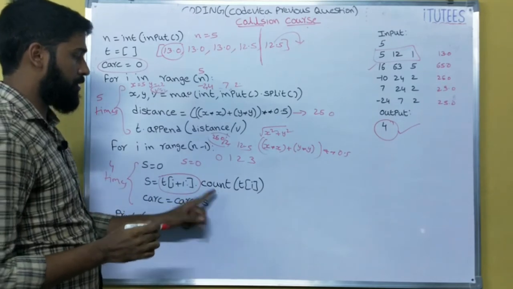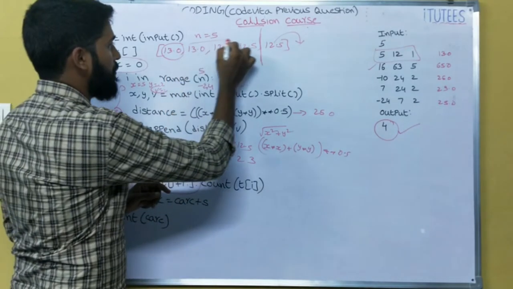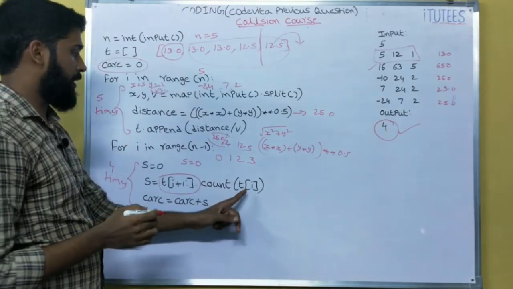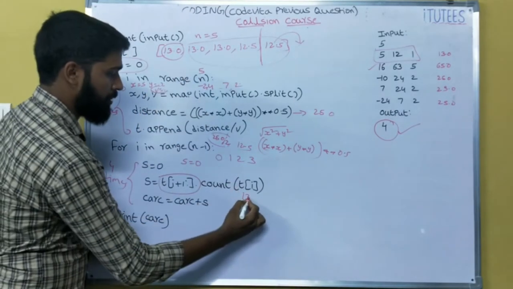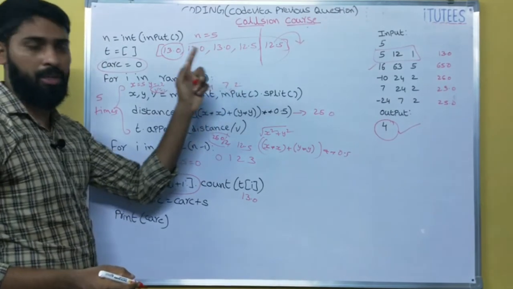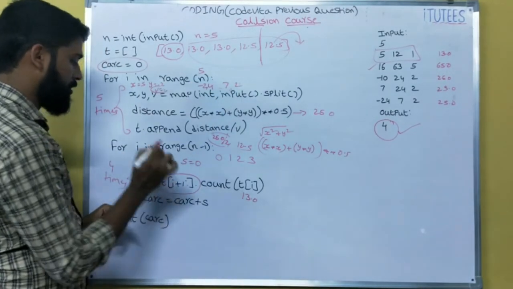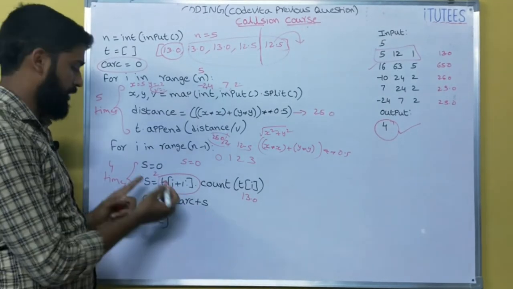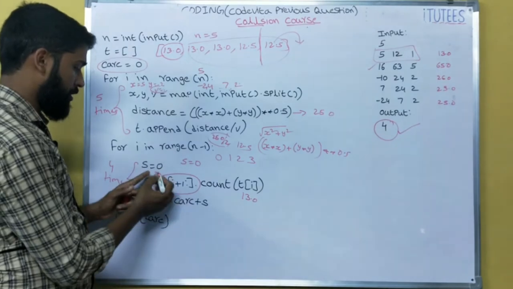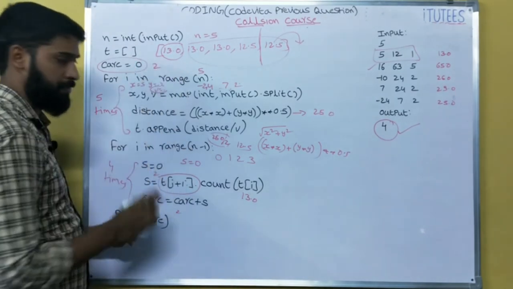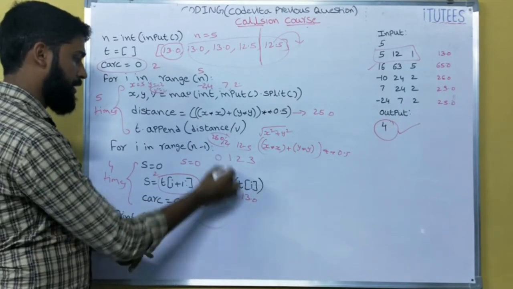Dot count, that means now t becomes all these remaining values. Dot count t of i. What is the t of i? 13.0. How many 13.0 values in this remaining? 2. So s equals 2. Car collision equals car collision plus s; initially it is 0, so it becomes 2. Again we go to here.